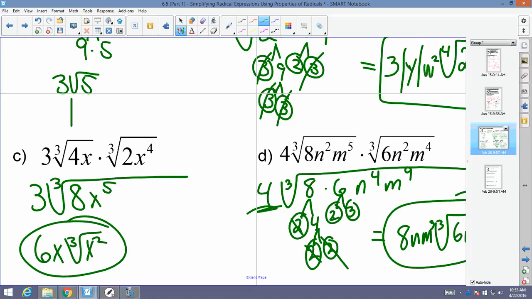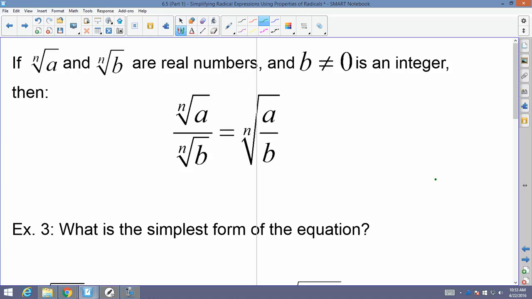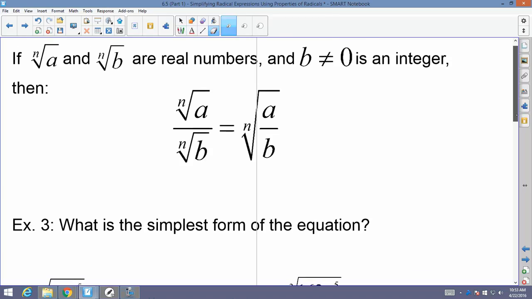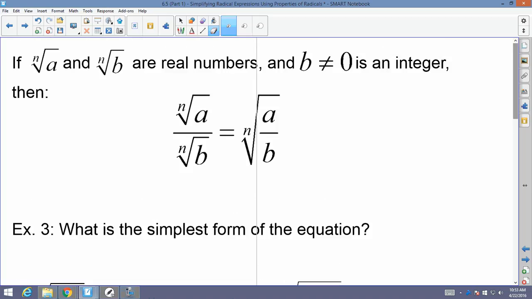Okay? And last but not least, same exact procedures here, guys, but now we're going to be talking about division. Just like multiplication, you can divide radicals as long as they have the same index. So the nth root of a divided by the nth root of b can all be put into one big fat nth root of a over b. I can divide the two as long as the indexes are the same.